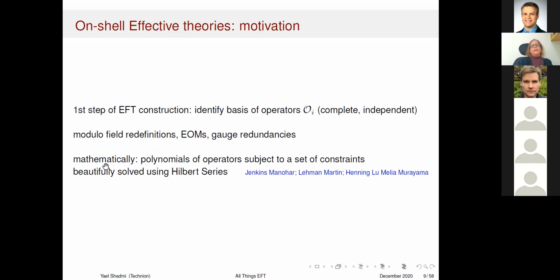Okay, now the first step of the EFT construction is, of course, to identify a basis of operators. So you want a complete basis and an independent basis, modulo the various field redefinitions, the use of the equations of motion, gauge redundancies, and all these things. And that's not an easy problem. Mathematically, it boils down to the problem of finding polynomials of operators subject to a set of constraints. And that was beautifully solved using the Hilbert series methods.